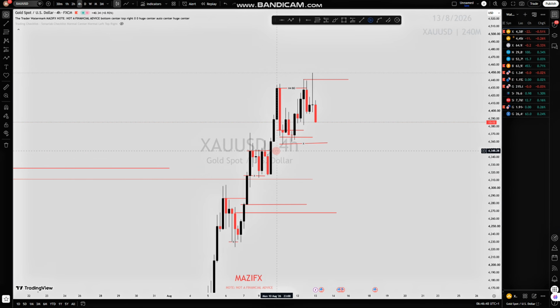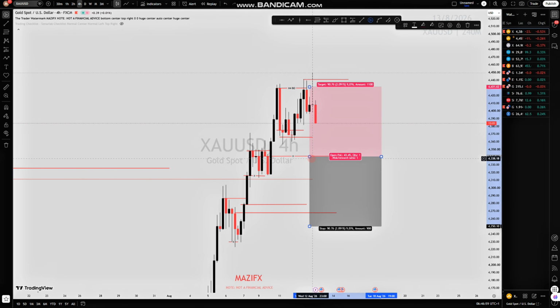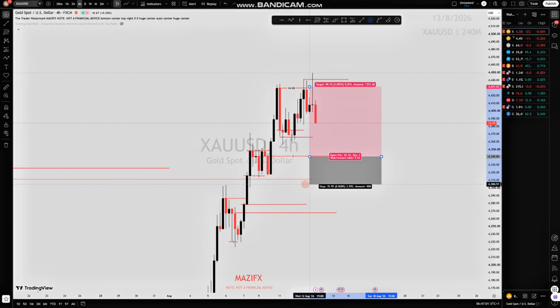Oh, sorry, that's not the point I'll be taking it. This is where I'll be looking forward to take the buys from. Yeah, so this will be my incoming trade. My stop loss just below here, a few pips below. Then TP above here. Hopefully I get a 3R.